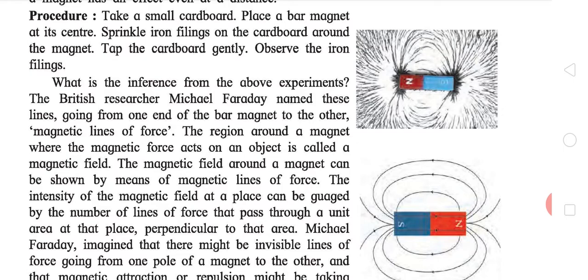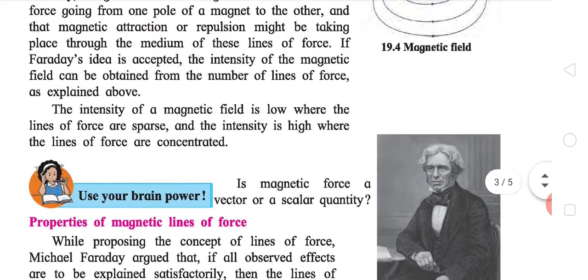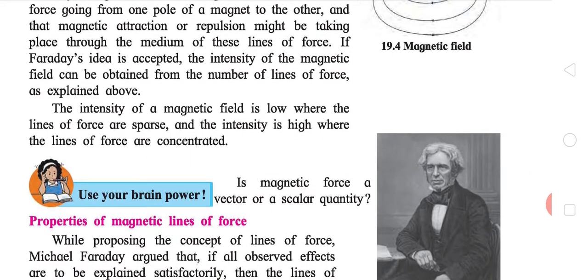The intensity of the magnetic lines at a place can be gauged by the number of lines of force that pass through a unit area at that place perpendicular to that area. Michael Faraday imagined that there might be some invisible lines of force going from one pole of a magnet to the other, and that magnetic attraction or repulsion might be taking place through the medium of these lines of force.